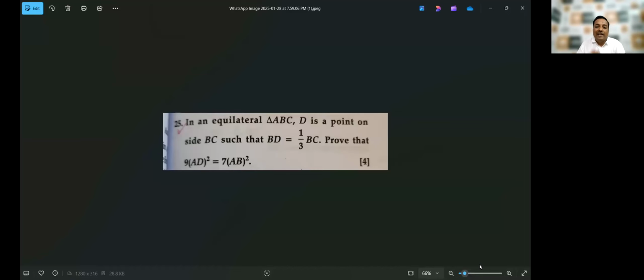चलो. In an equilateral triangle, D is a point on BC such that BD is equal to 1/3 BC. Prove that. मस्त क्वेश्चन है.